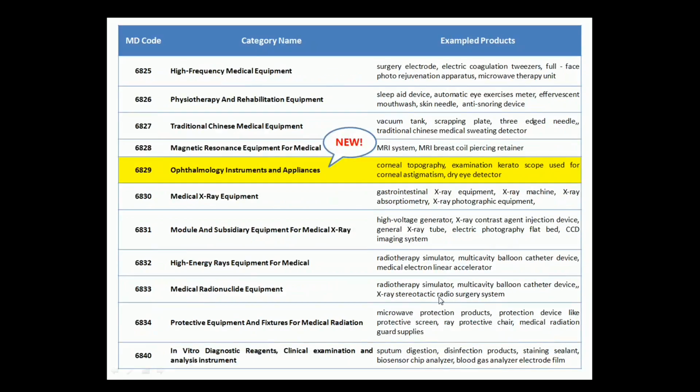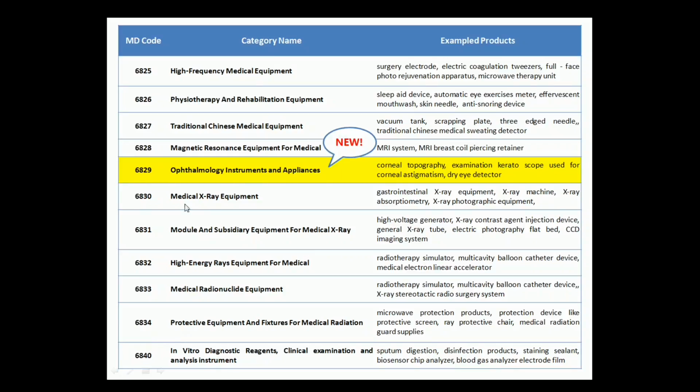Some of you may notice that the device codes are not continuous, just like 6829. There was no such code, and that means there was no 6829 before this May. CFDA is going to supplement some not unified codes gradually. So we can see from 6834 it jumped to 6840. So like 35, 36, CFDA is going to supplement them maybe in the future.